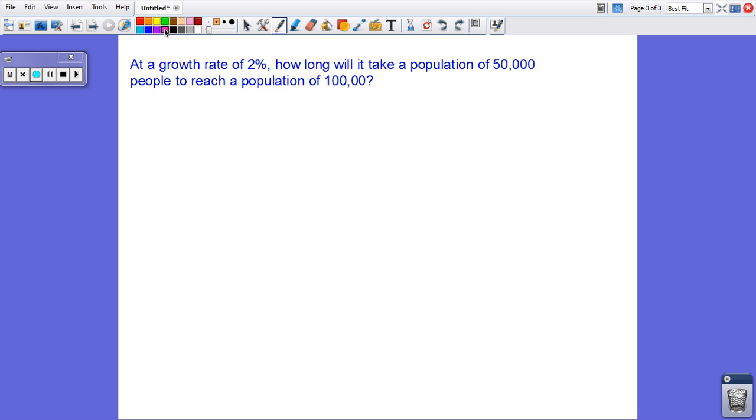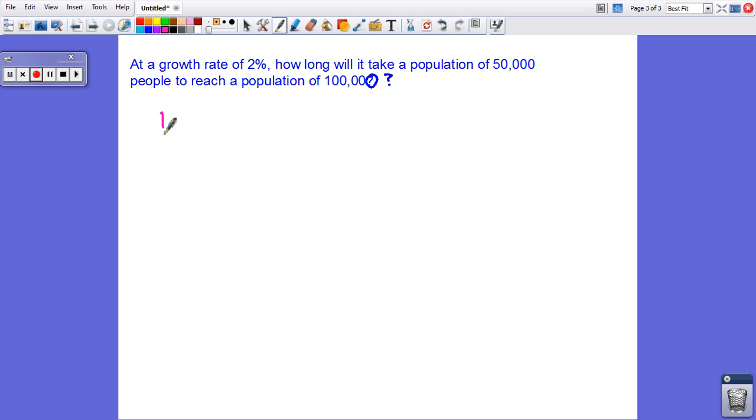Guaranteed. At a growth rate of 2%, how long will it take a population of 50,000 people to reach 100,000? So, 50,000 to 100,000, which I'm missing a 0 right off the bat. So let's fix this problem. What happened to the population if you went from 50,000 to 100,000? It doubled. I'm so happy to hear that, because I have a great rule for doubling time.